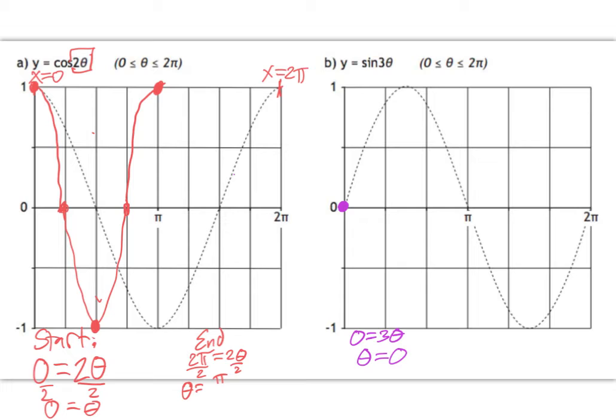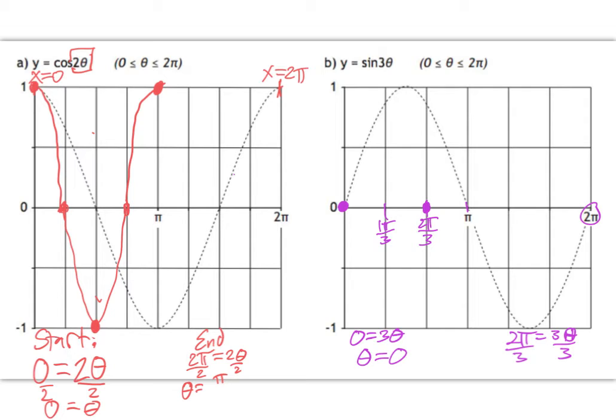All right, let's do that for our end point. So we've got 2 pi is equal to 3 theta. And solving that, we get 2 pi over 3. Okay, this is pi, so we're dividing this into 3 pieces. This would be 1 pi over 3. This would be 2 pi over 3. That's going to be my end point here.